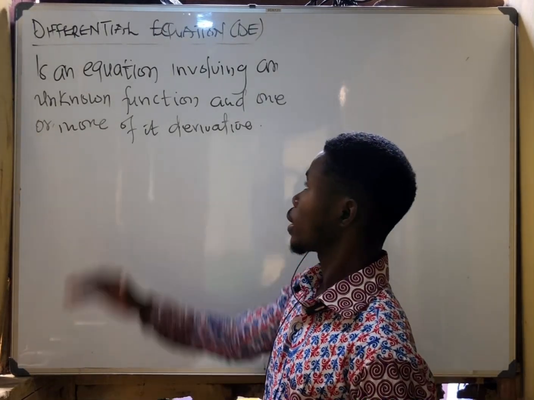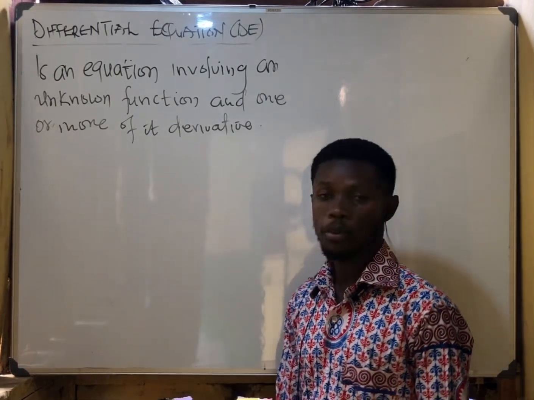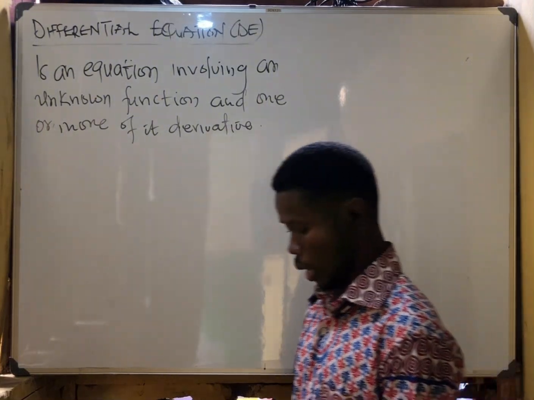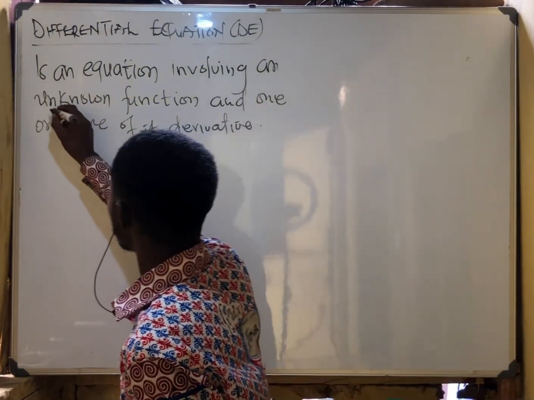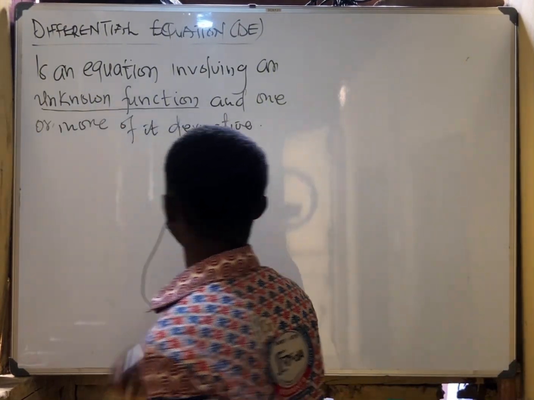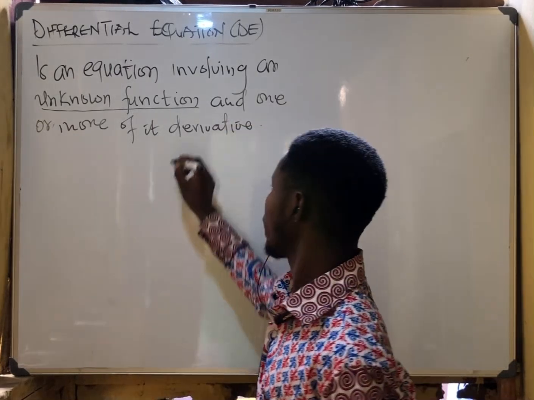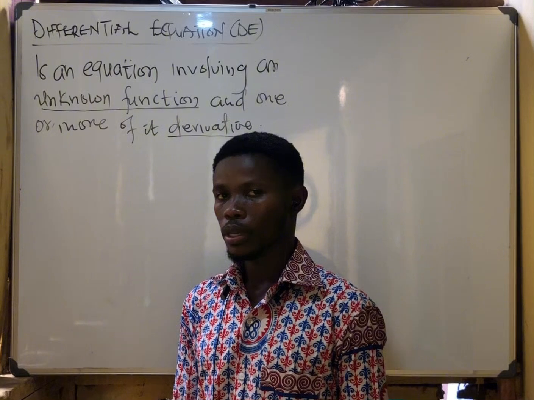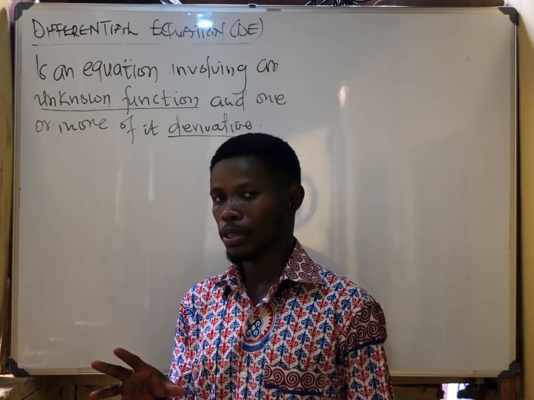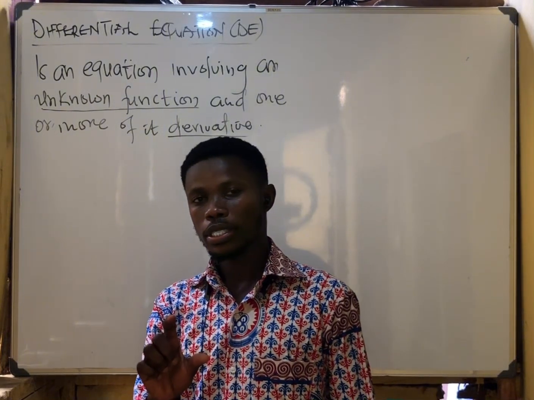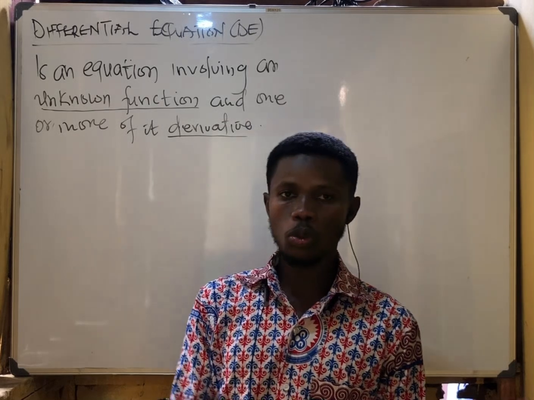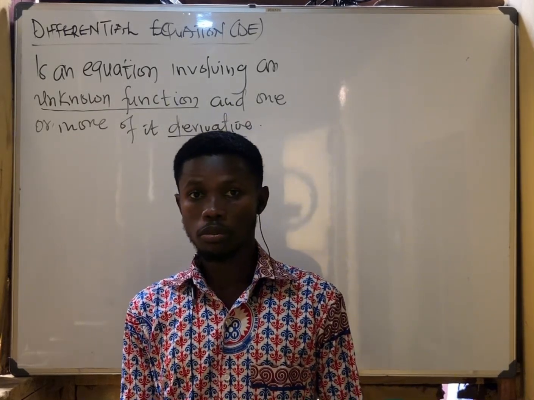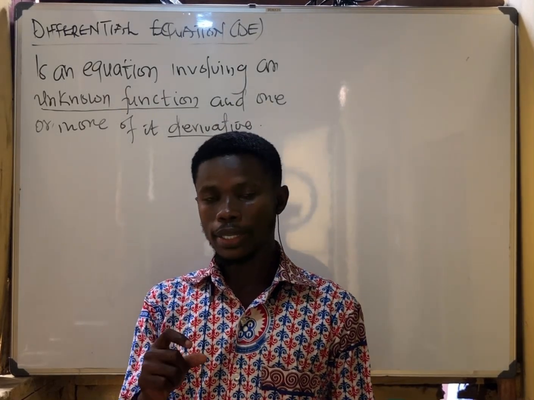So we are saying that it's an equation involving an unknown function. The underlying words here are: the unknown function and one or more of its derivatives. So these are the things that we are going to look at. How do you know that this is a differential equation? The equation must have an unknown variable and its derivative.